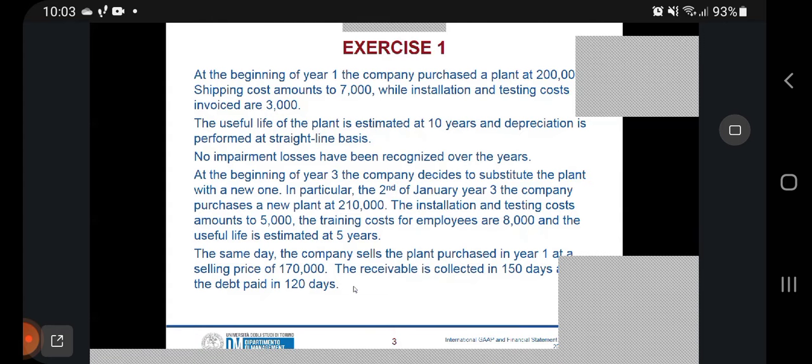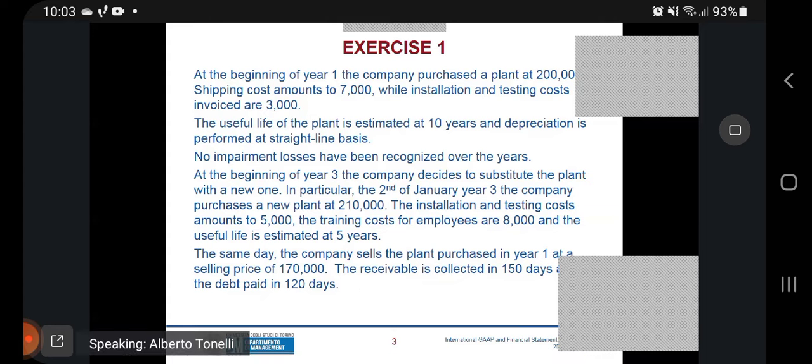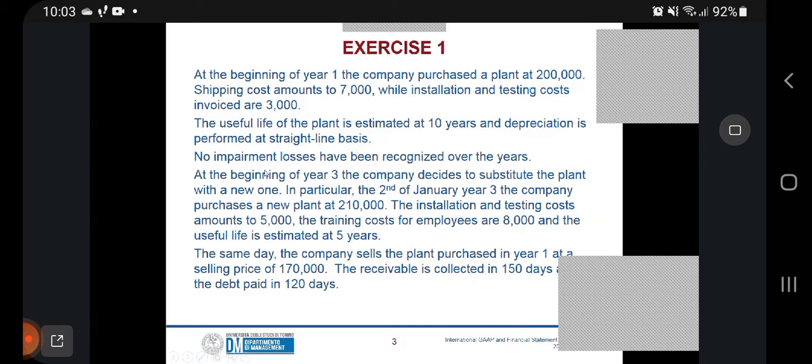At the beginning of year 1, the company purchased a plant at 200,000. Shipping cost amounts to 7,000, while installation and testing costs invoiced are 3,000. The useful life of the plant is estimated at 10 years, and depreciation is performed on a straight line basis. Moreover, no impairment losses have been recognized over the years.